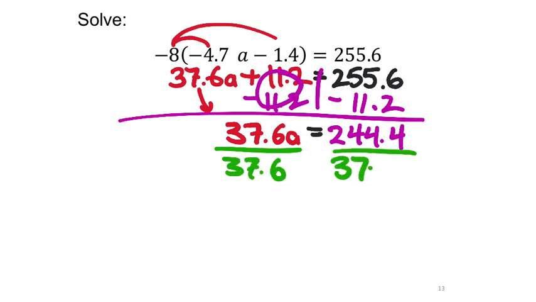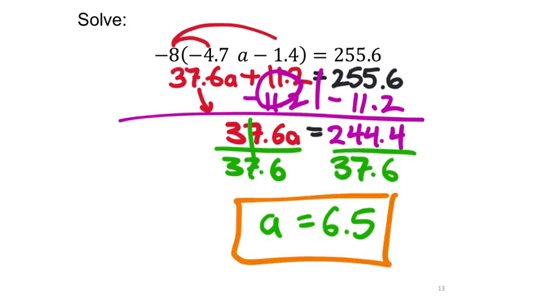Anything divided by itself is 1. So there's a 1A equals 244.4 divided by 37.6. Again, just use the calculator. I got 6.5 there. But we can check. So -8 parentheses, -4.7 times 6.5 minus 1.4, enter. I got 255.6. So that confirms that A equals 6.5 would be the solution for this equation.